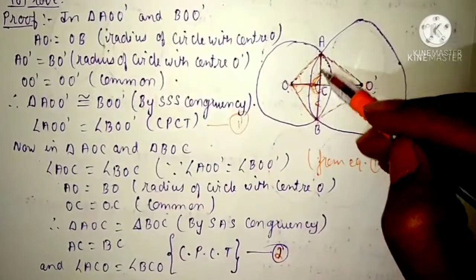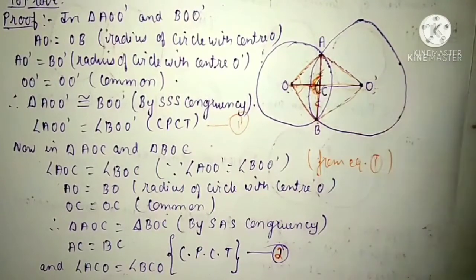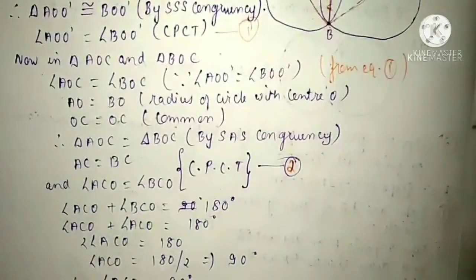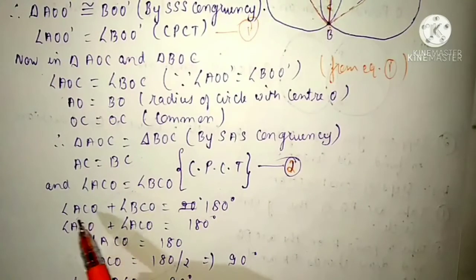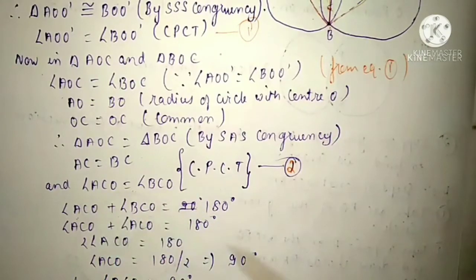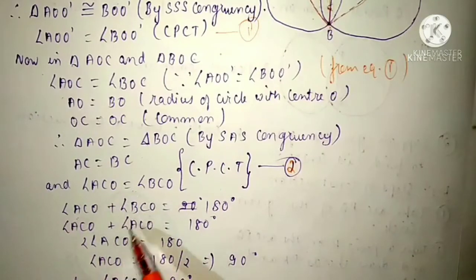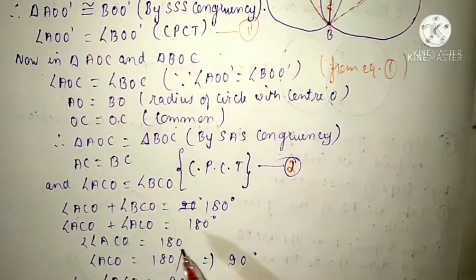See, this is a straight line, so the sum of these two angles will be equal to 180 degree. So we can write angle ACO plus angle BCO equals to 180 degree. Now these two angles are equal, so angle ACO plus, instead of BCO we can write ACO, so angle ACO plus angle ACO equals to 180 degree. So 2 times angle ACO is equals to 180 degree. Then angle ACO is equals to 180 upon 2, this is equals to 90 degree.